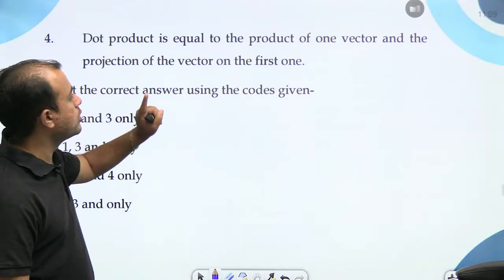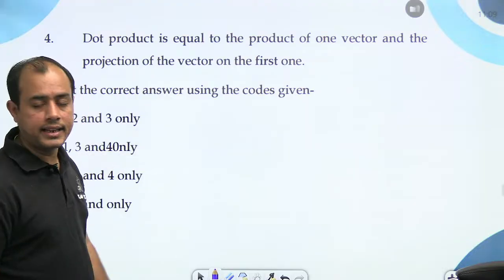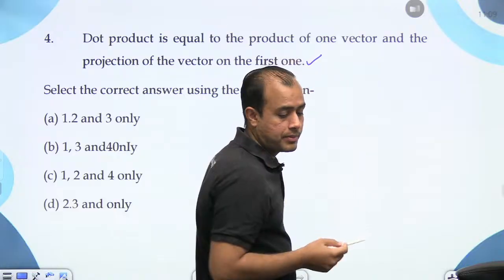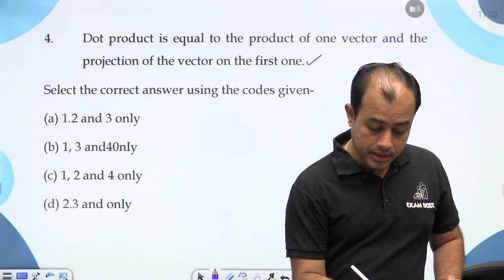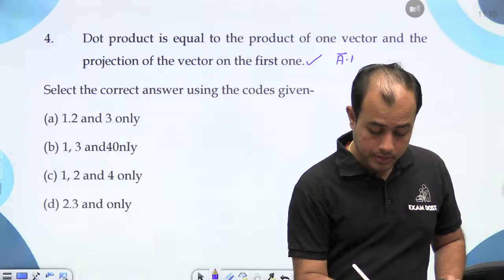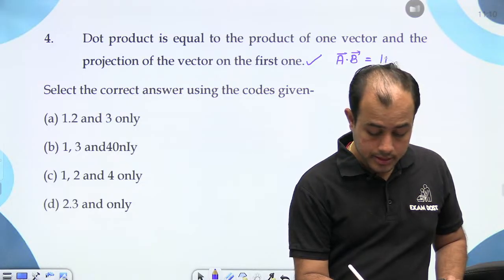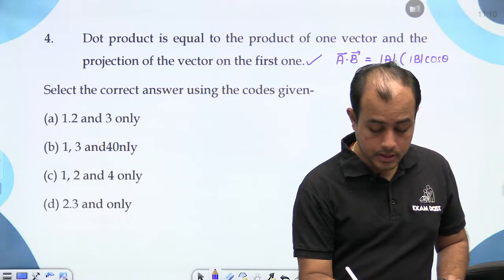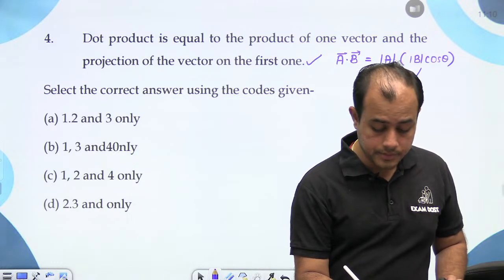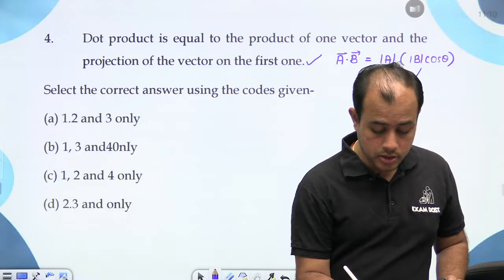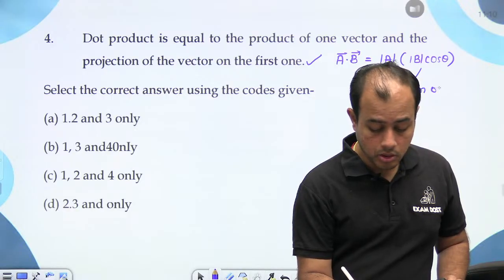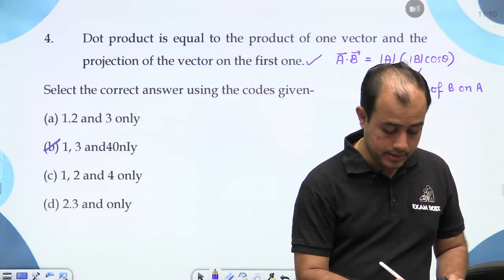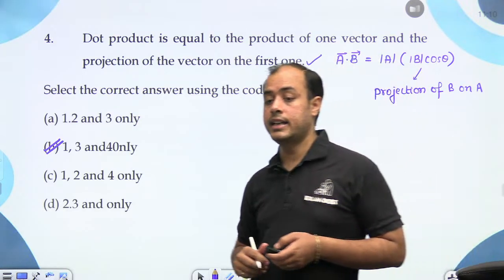Dot product is equal to the product of one vector and the projection of the second on the first one. Also correct, because A dot B is mod A mod B cos theta. What is mod B cos theta? Projection of B on A. This is also correct. So the answer is B: 1, 3 and 4.